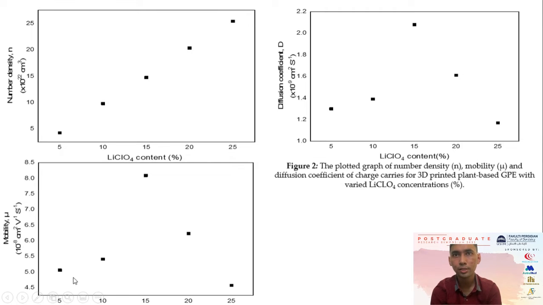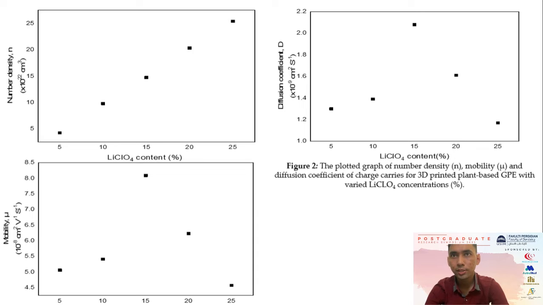The number density of charge carriers rose linearly with lithium perchlorate concentration. For the mobility of charge carriers, at 5 to 15% concentration of lithium perchlorate, the mobility increases gradually but decreases after that. The diffusion coefficient of charge carriers followed the same pattern. Ion conduction causes decreases in mobility and diffusion coefficient value.